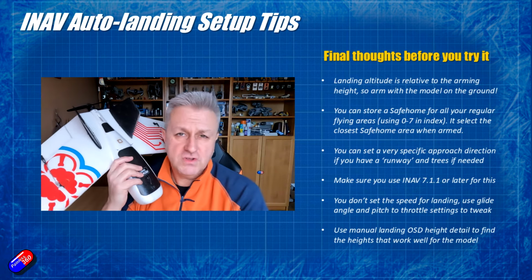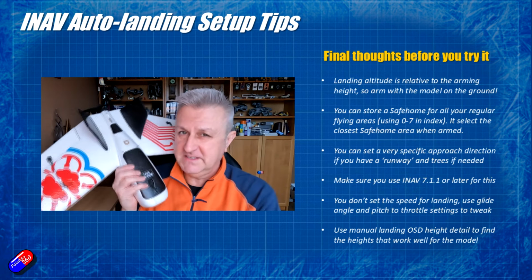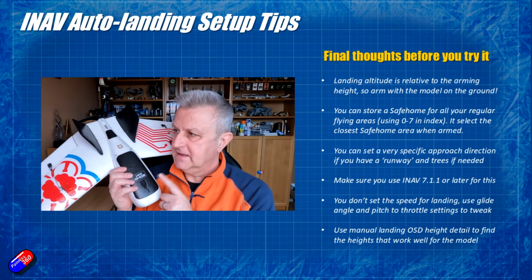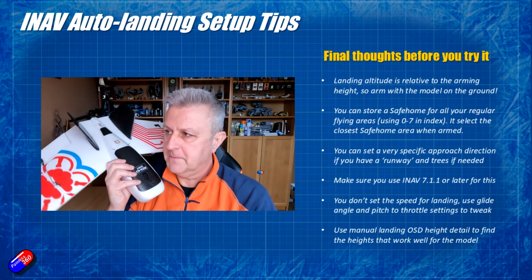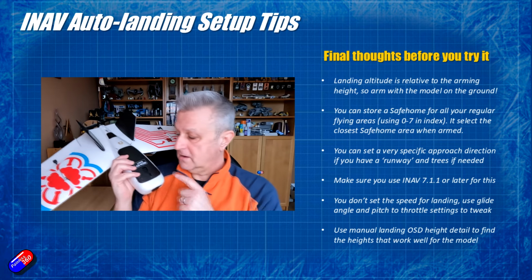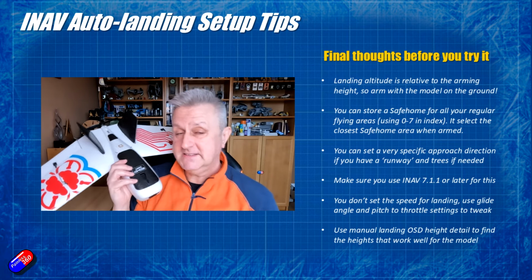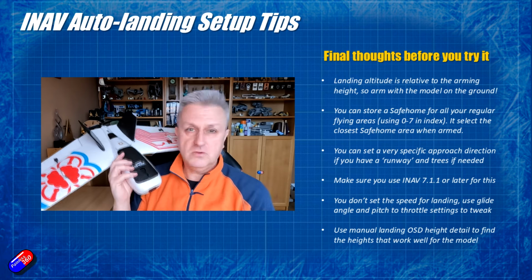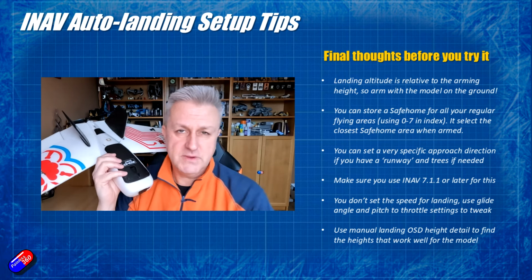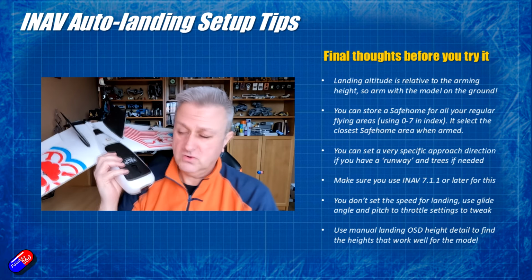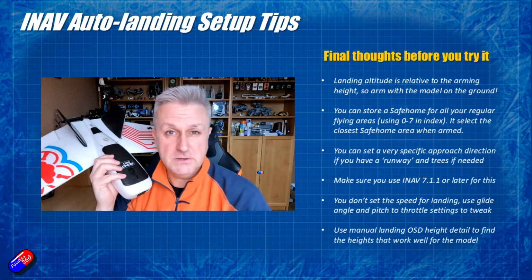Couple of final thoughts, couple of last slides. Hopefully now this is making a little bit more sense. Landing altitude is relative to where you take it off from. So my big tip there is arm the model when it is on the floor. Don't arm the model when you're holding it in your hand. That's another meter that the model is going to be offset by, that's going to cause it to do things a little bit too high.